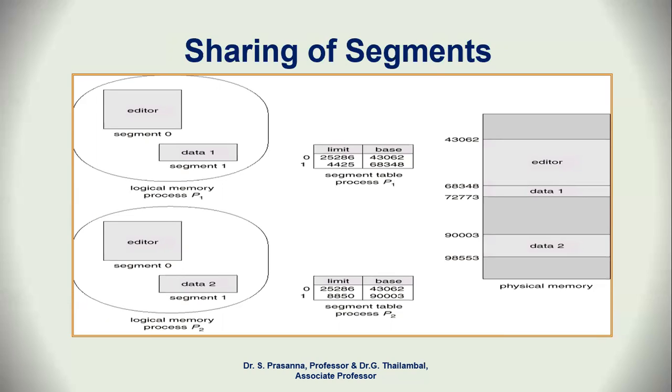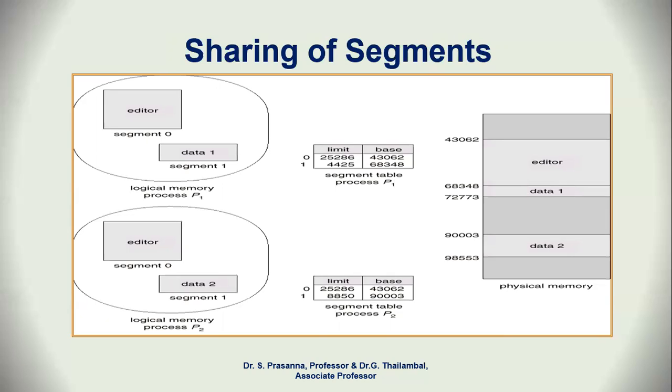Sharing of segments is also possible. In the logical memory of process P2, you have two segments, segment 0 and segment 1, and similarly in process P1, you have segment 0 and segment 1. The editor, that is segment 0, is common for both processes.